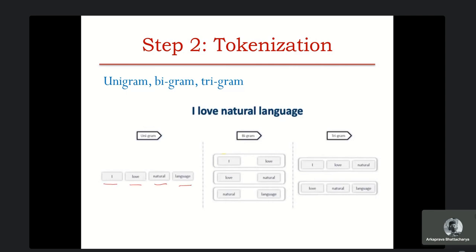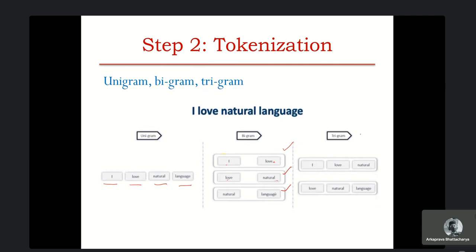When you look into the bigrams, you have "I love", "natural". That is nothing but the consecutive words which are being considered. So this would be considered as one token. "Love natural" would be considered as another token. "Natural language" would be considered as another token.